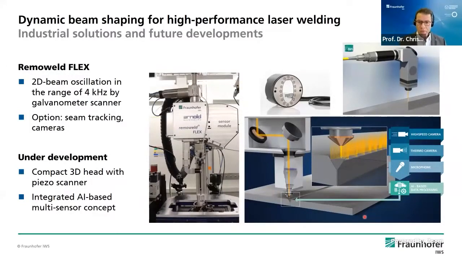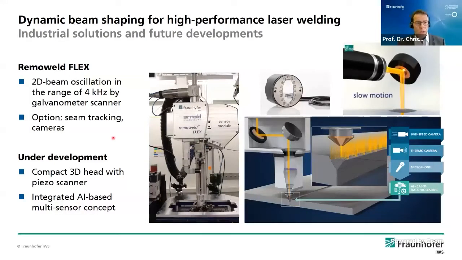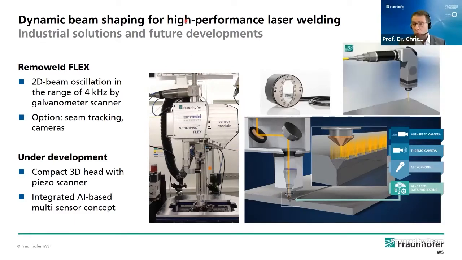Now, knowing about the physics and the principle, we have developed an industrial solution in terms of the welding head, which is called RemoWeld Flex. And in the standard version, we're using a 2D beam oscillation by using a galvo scanner. The principle is shown in this video here on the right-hand side, 4 kilohertz, I already mentioned that. And in the optional package, you can also use seam tracking or cameras to get a better hand on the processing while you weld.